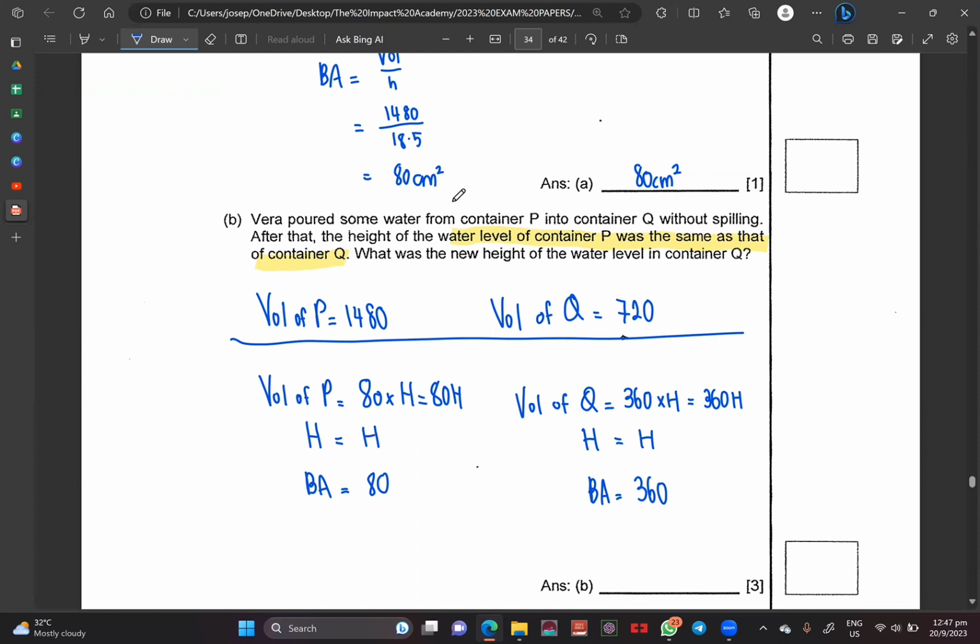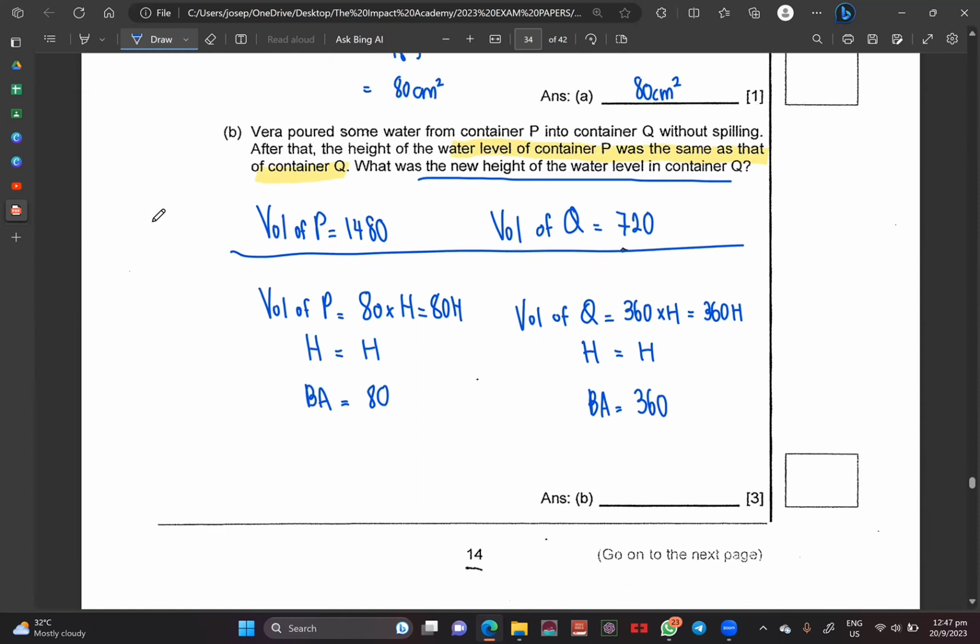So we use H to represent, and they want us to find the new height of the water level in container Q. Now, do you remember just now, in the earlier part, I said that the volume of P is 1480. So isn't it true that 1480 is actually equal to 80H? I'm just going to highlight for you to see, isn't this the volume of P? And this is also the volume of P.